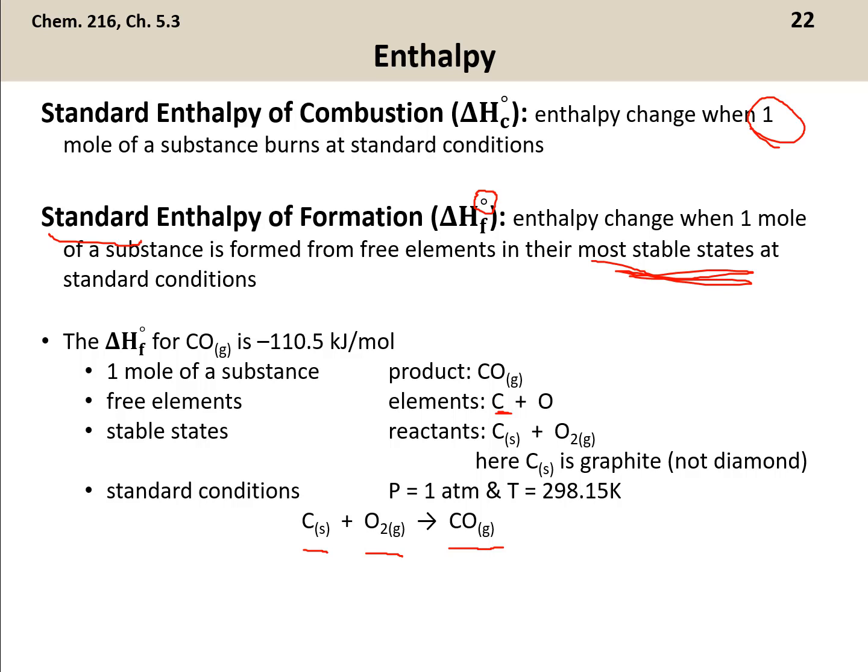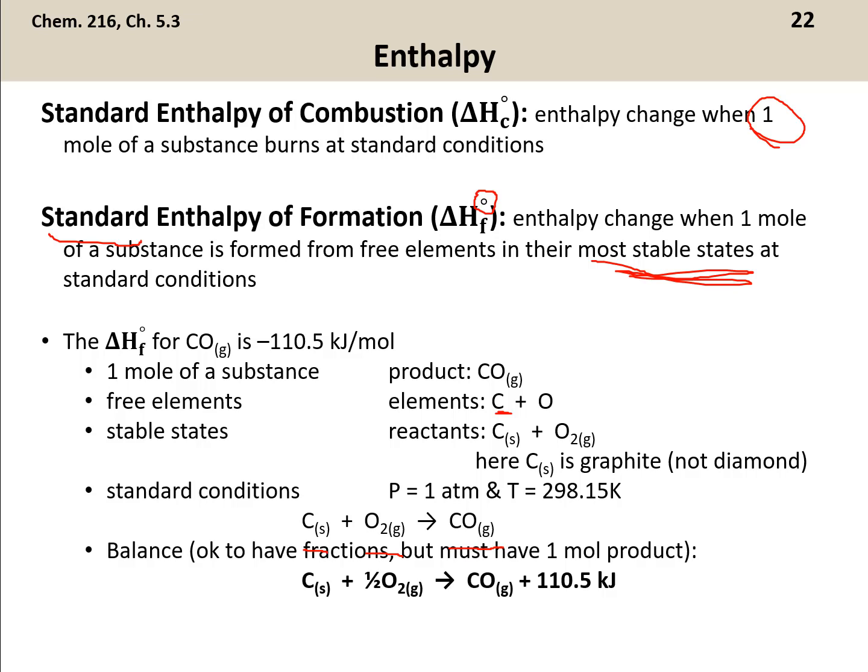Now, if I look at this, something's wrong, and that's that it's not balanced. So I need to balance it by going ahead and saying that, all right, I have 2 oxygens on this side. I only have 1 oxygen here. So I'm going to put a half in front of this O2. That's going to get me 1 oxygen. It's okay to have fractions in this case.